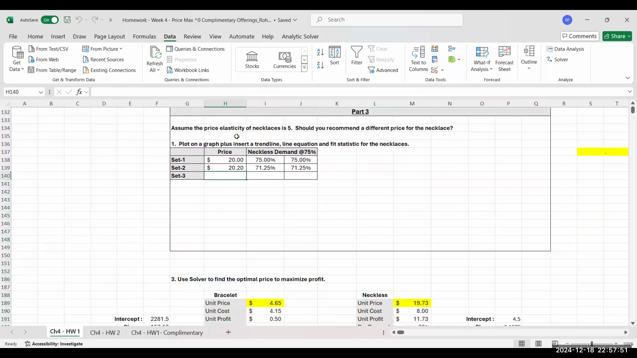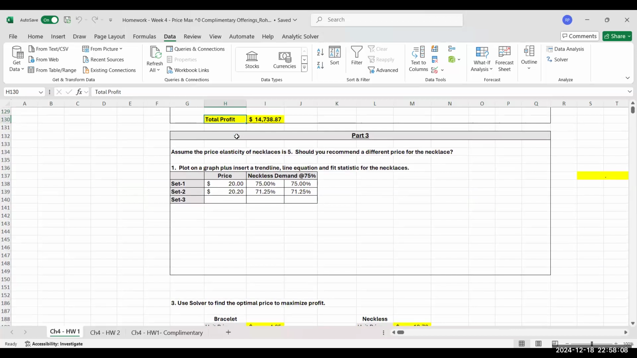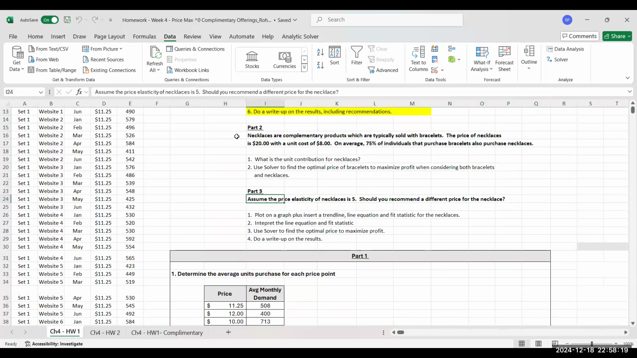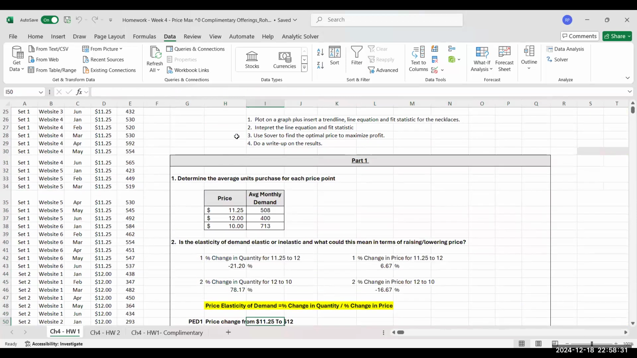Over here, I told you earlier about price elasticity. So what we are doing here is taking the price elasticity. It shows plot the trend line, the equation, fit statistic for the necklace. Okay, that's fine. Basically, let's go to the exercise part. It shows the price elasticity of the necklace is 5. Should you recommend a different price for the necklace? That's what we have to find out from our data.